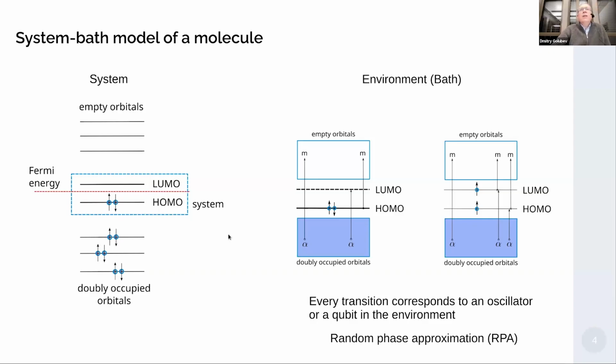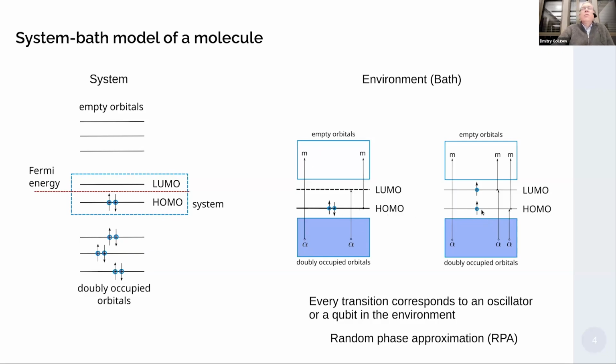And what is the environment? Environment consists of transitions between doubly occupied orbitals and empty orbitals. So one can basically create electron-hole pair or excite an electron from deep below the Fermi level to high above the Fermi level, for example. This arrow shows the transition, and at the same time an oscillator in the environment. There are also other transitions between the HOMO-LUMO orbitals and the environment. They should also be included to increase the accuracy.